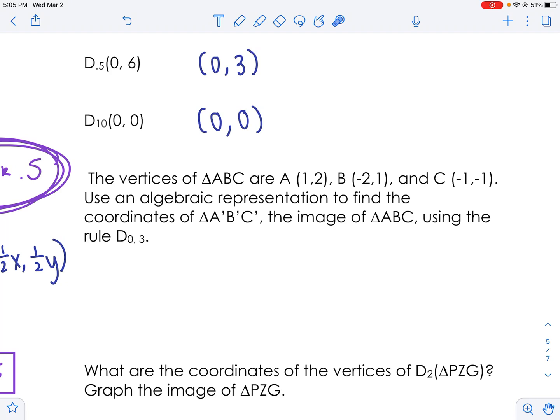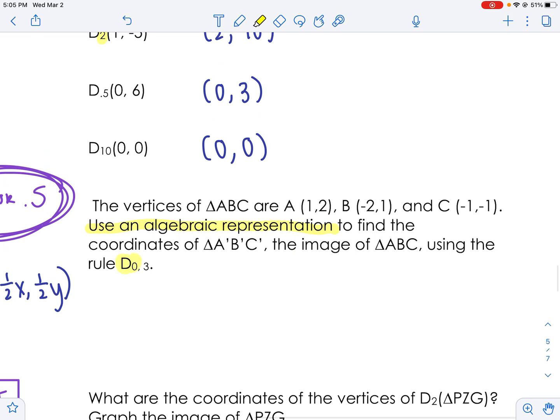So taking a look, it says if the vertices of triangle ABC are A's at 1, 2, B's at -2, 1, and C's at -1, -1, use an algebraic representation to find the coordinates of triangle A prime, B prime, C prime, the image, so the new one of triangle ABC, using this rule. Okay, well, the capital D tells me that it's a dilation. 0 is the center, and my scale factor is 3, because that's the second number. 0 will always be the center. So I know that it's a dilation with a scale factor of 3.